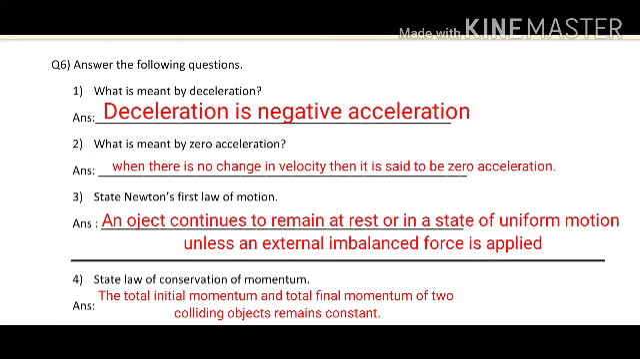State Newton's first law of motion. An object continues to remain at rest or in a state of uniform motion unless an external unbalanced force is applied. Fourth one is state law of conservation of momentum. The answer is the total initial momentum and total final momentum of two colliding objects remains constant.